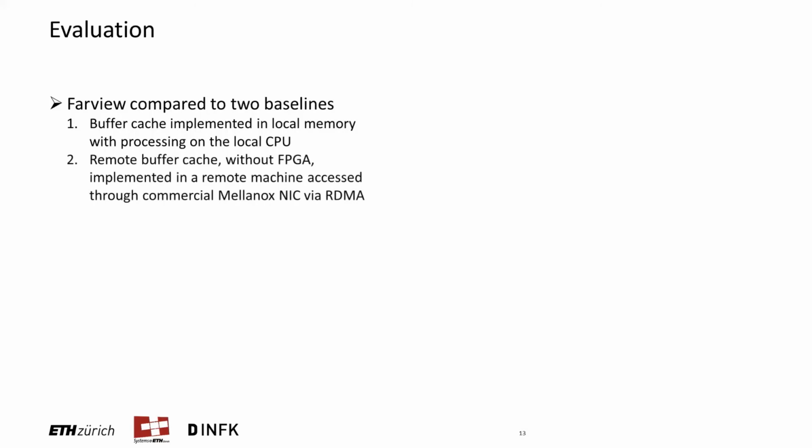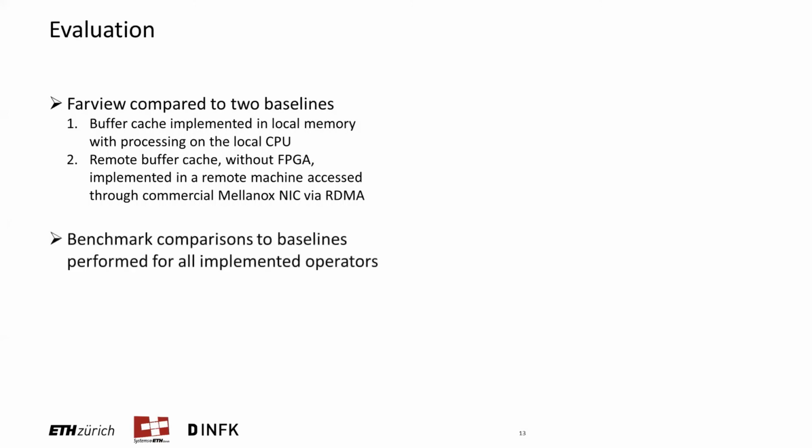Now, for evaluation, we compare Farview's smart disaggregated buffer pool with two different baselines: a buffer cache implemented in local memory where the processing is done on the local general purpose CPU, and a remote buffer cache similar to Farview but without the FPGA and implemented on the memory of a different machine reachable through a commercial Mellanox NIC via RDMA operations. Now, this latter configuration resembles what is being done today for storage, where part of the processing is moved to a CPU located in the storage server. It also matches the definition of a remote memory proposed in the literature.